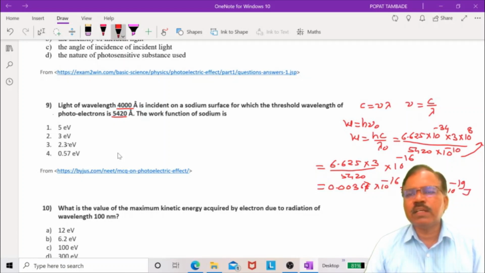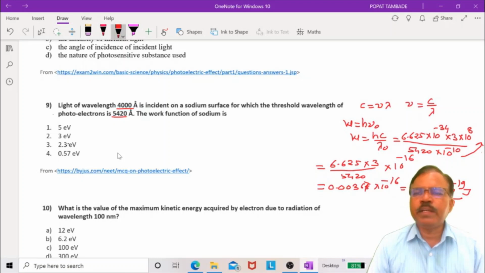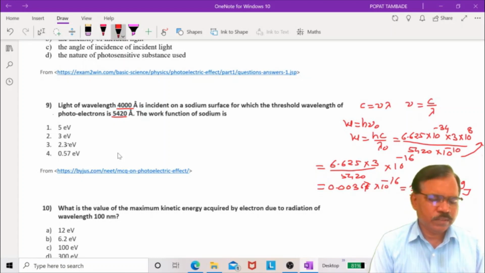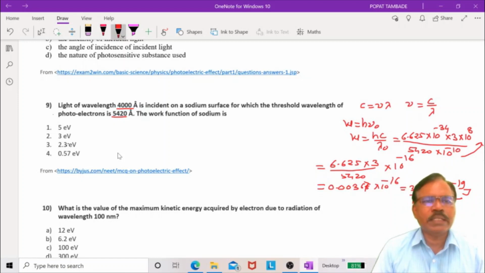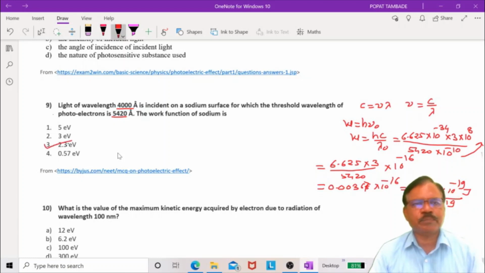Now you can convert this into electron volt by dividing by 1.6 into 10 raised to minus 19. So if we take that, you will get 3.67 divided by 1.6. This gives you 2.29, which means approximately 2.3. So this is the correct answer.